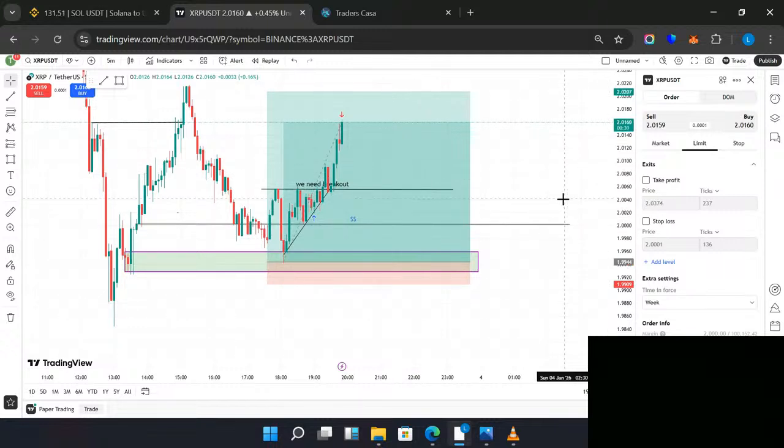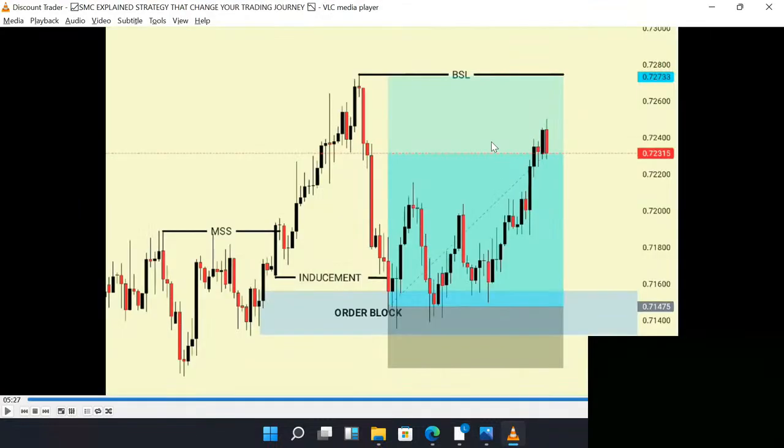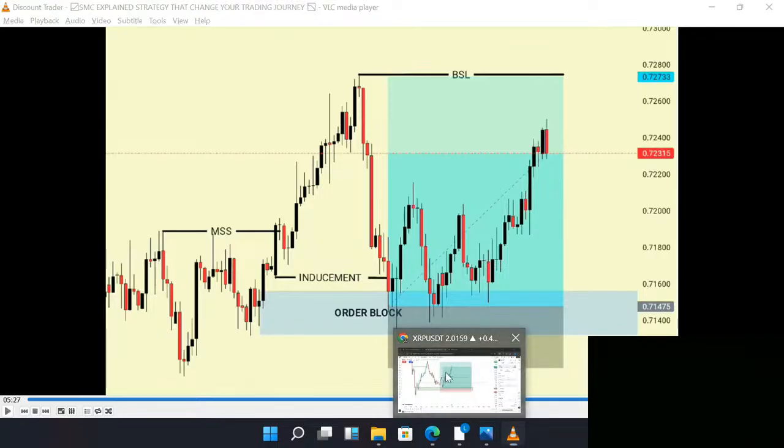So actually we entered very late according to this model I was going. See this. So according to this model only I went and made profit today.